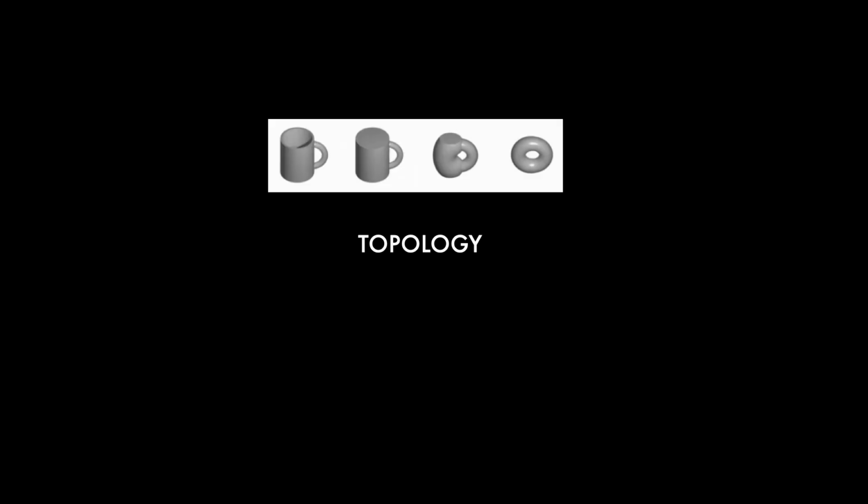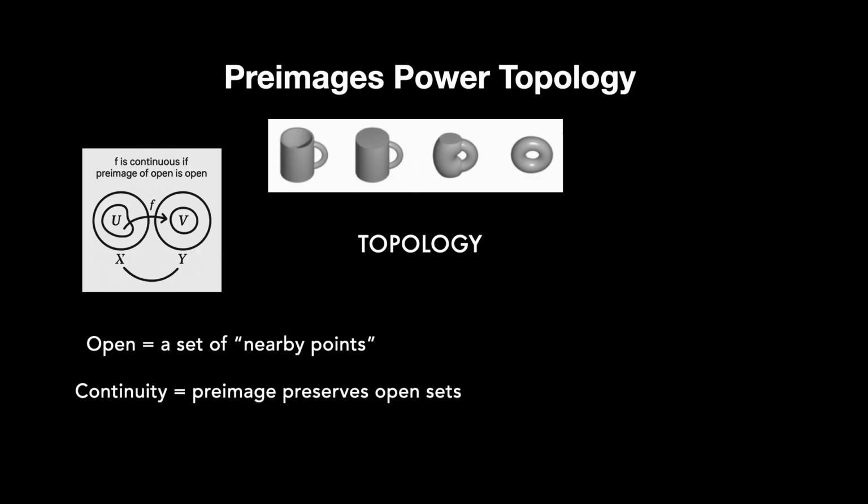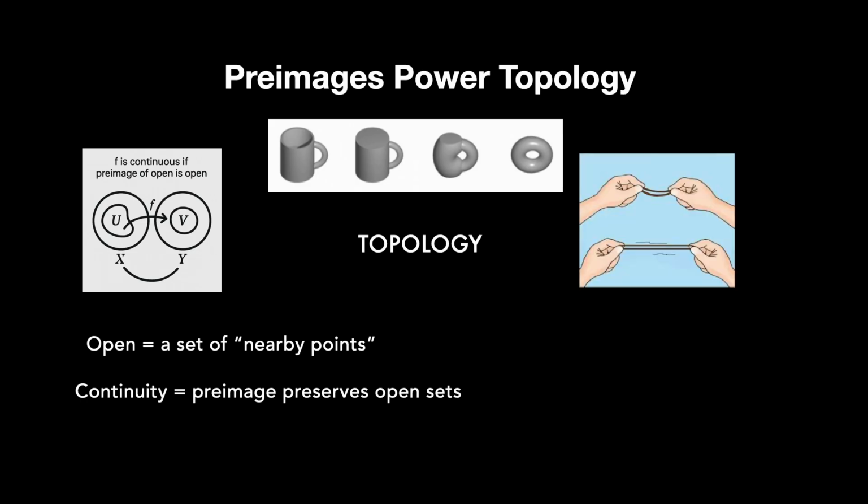Topology is sometimes called the art of rubber sheet geometry. You can bend, twist, or stretch the sheet, but you can't tear it or glue it. And here's the amazing part. The whole idea is captured by preimages. To make sense of it, let's define an open set as just a collection of nearby points. A function is called continuous if the preimage of every open set is open. In other words, when you pull regions back through this function, that is, apply the preimage, nearby points stay nearby.